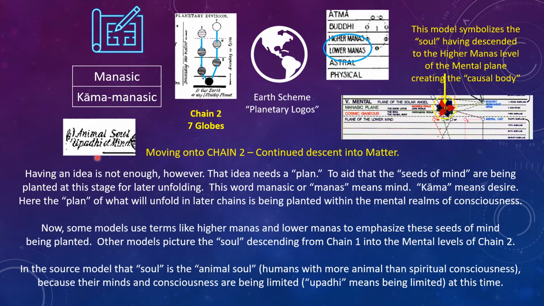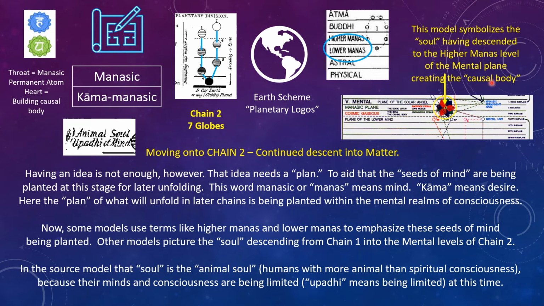Here in chain 2, the monastic plane is limiting that consciousness, which is what she means by upadi of mind. Upadi means being limited at this time. And here are the chakras that I believe are associated at this level. The throat chakra, which I believe is connected to the monastic permanent atom, and the heart chakra, which I believe is connected to the causal body or the building of the animal soul, if we jump to this model.